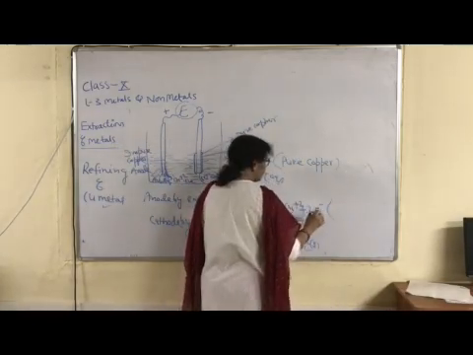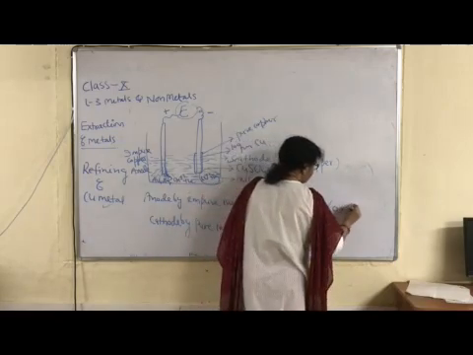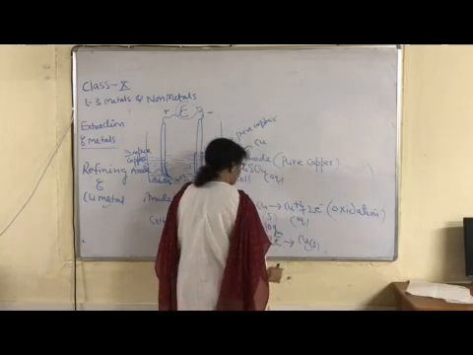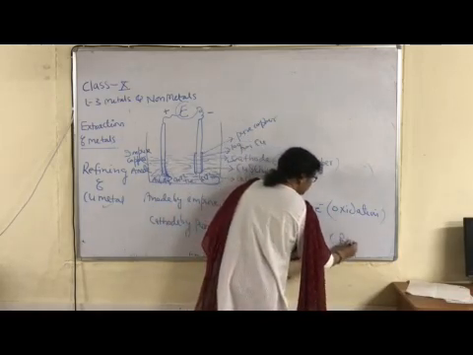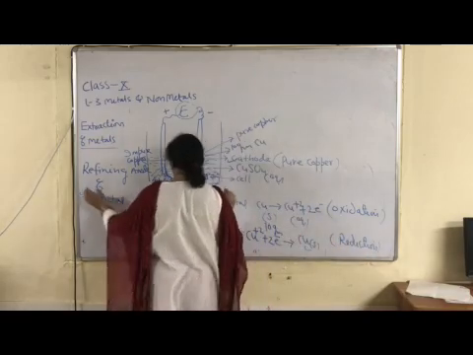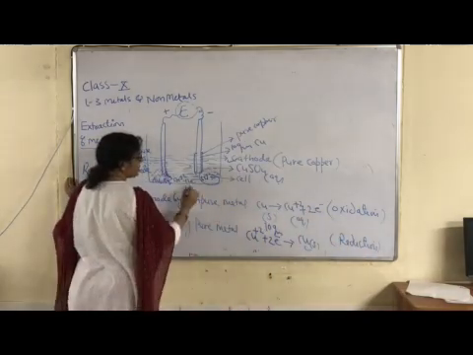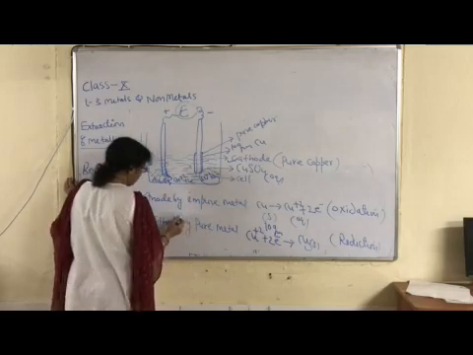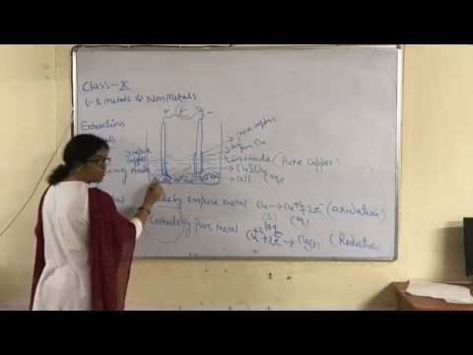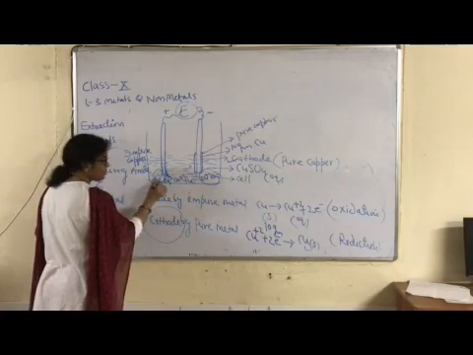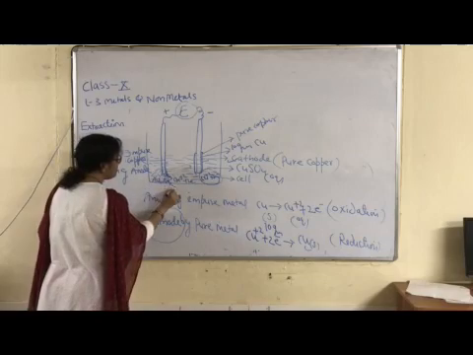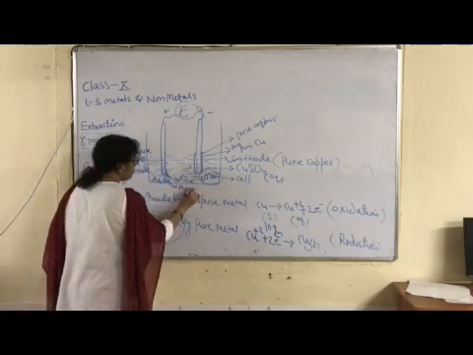Short answer question: what is the type of reaction at anode? Reaction is oxidation. What is the type of reaction at cathode? Reaction is reduction. Right? At which electrode pure copper is obtained? At cathode. Right? And these valuable impurities which are obtained at anode, what name is given? Anode mud. Anode mud.